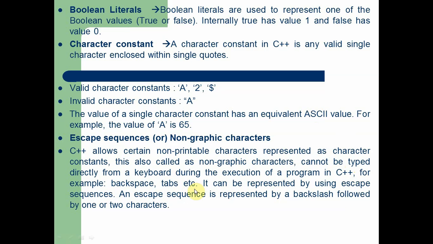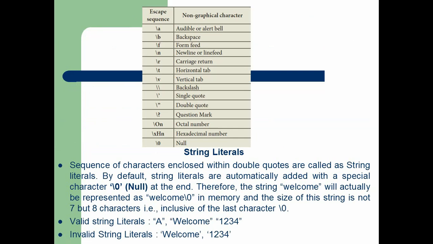For that purpose, we use a special character constant called escape sequence. It is represented by a backslash followed by one or two letters. Some of the escape sequences are here. So what is the rule of using an escape sequence? That escape sequence should be prefixed with a backslash. See here, all the escape sequences begin with a backslash. After that, we can use either one or two letters. For each and every escape sequence, some special non-graphical character is allotted.